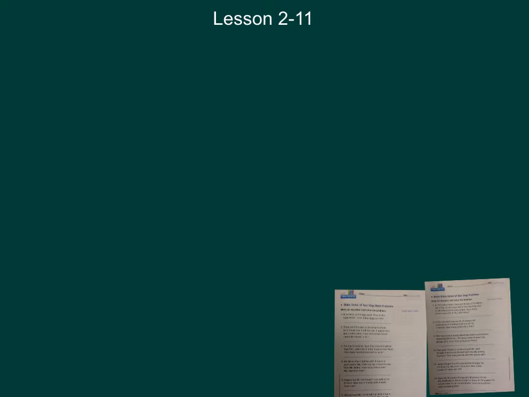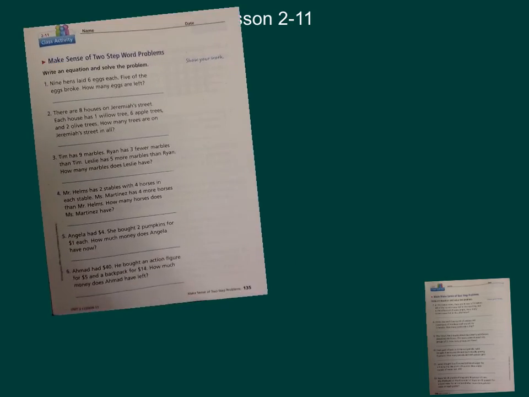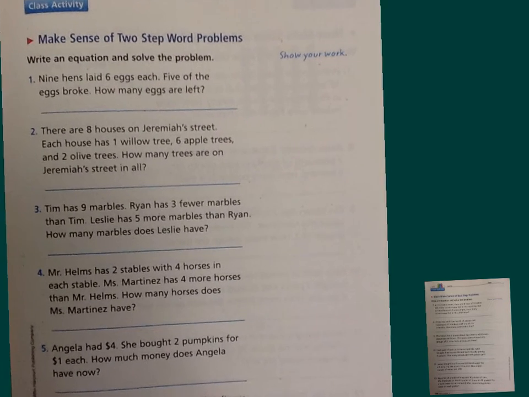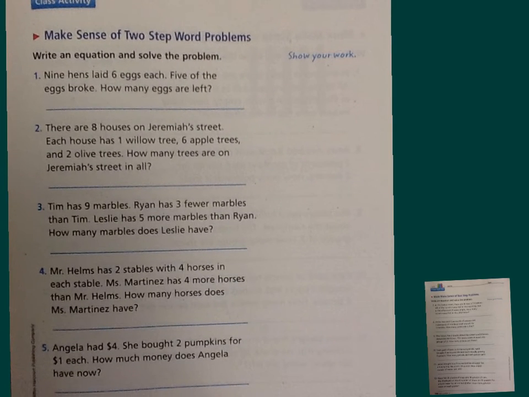All right, boys and girls, today's lesson is lesson 2-11, and today we're going to continue what we started yesterday. Yesterday we started figuring out how to make a sentence for the first part of a word problem. Well, today we're going to continue word problems. We'll talk about the two steps, and we're going to make an equation very similar to how we did the order of operations in our last lesson. So it says make sense of two-step word problems. Write an equation and solve the problem.